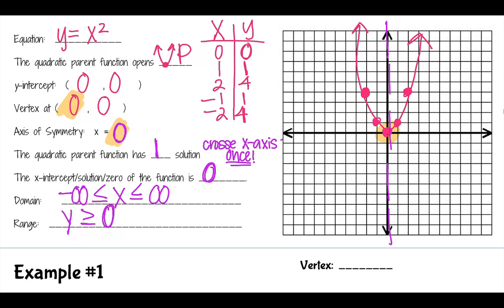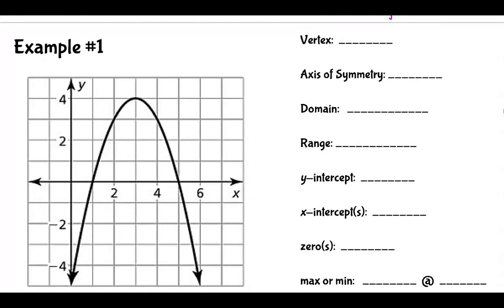How are we feeling so far? Okay, let's look at example 1. First off, it asks for the vertex. So I'm looking at either the lowest point or highest point. It's facing down, so it's going to be here. That's my vertex. So it's over 3, up 4.